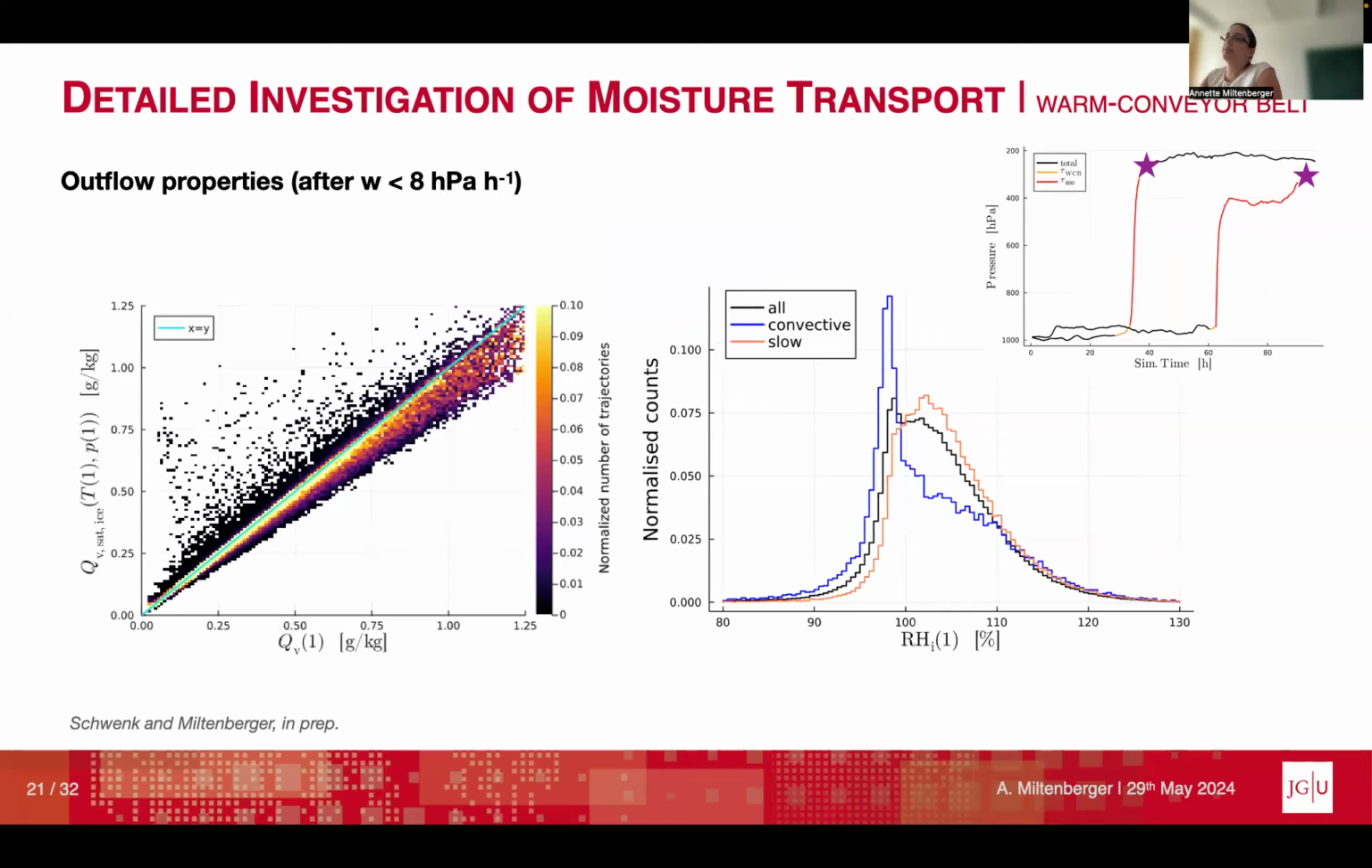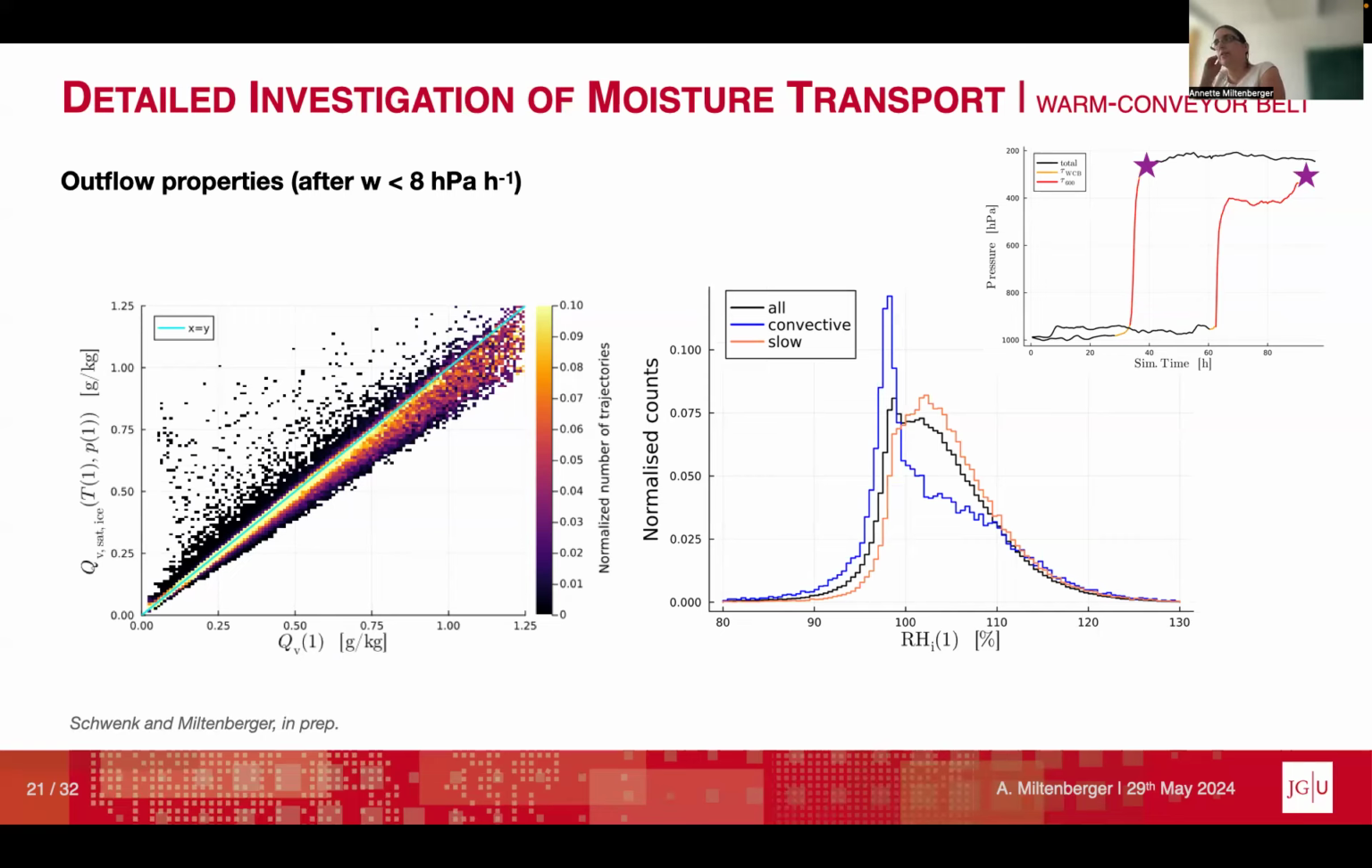On the left-hand side, you can see a scatter plot of the humidity that we find in the outflow on the x-axis. And on the y-axis, the humidity that we would actually expect given the temperature and the pressure at the outflow position. And you can see that this is a very strong correlation with rather little scatter, which suggests that actually the specific humidity in the outflow, at least in the ICON model, is entirely controlled by thermodynamics.